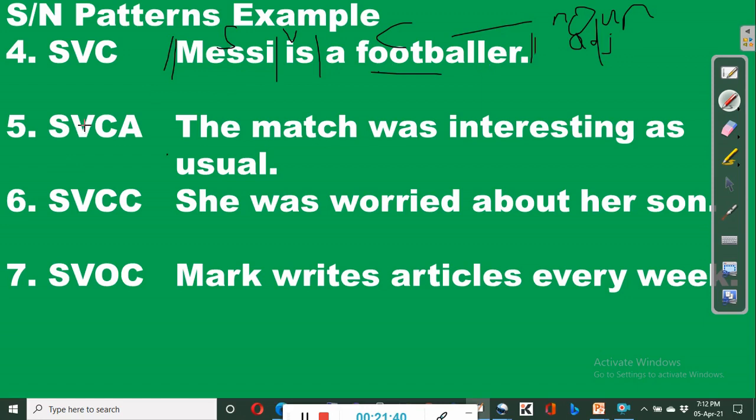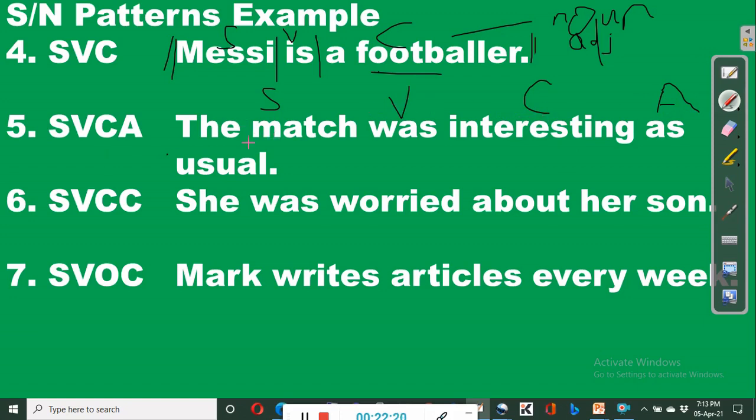Now, the next sentence pattern, which is number 5, is SVCA, subject, verb, complement, adjunct. For example, the match was interesting as usual. Again, the match is the subject, was is the verb, interesting is the complement. As I told you before, an adjective can be a complement. Then, as usual, is the adjunct. So you can see how we arrive at the SVCA.